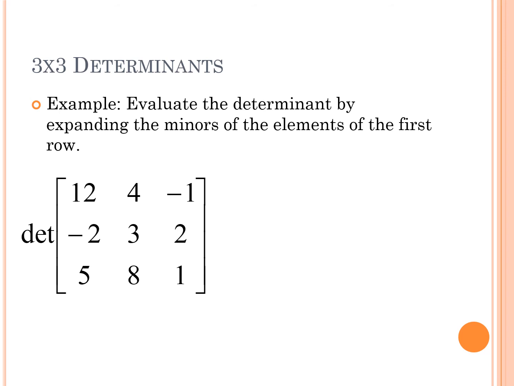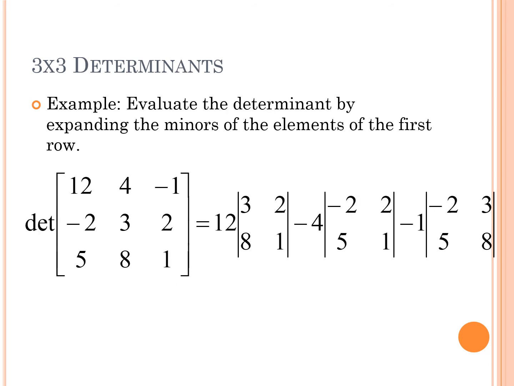So if you start with 12, we're going to take the determinant of the bottom square, the 3, 2, 8, and 1. Then we're going to subtract, and we're going to have the 4, and we're going to take the determinant of the first column and the second column. And then you've got this -1. We're going to take the determinant of the first column and the second column. And as I mentioned, this is a very complicated process that we're just going to use our calculator for.